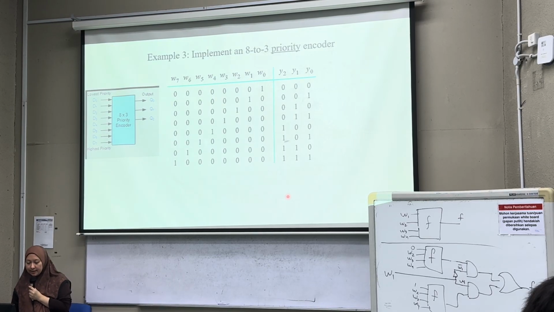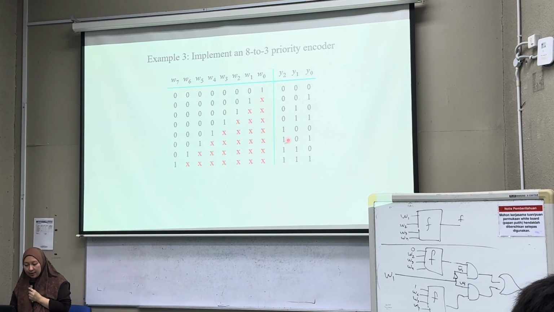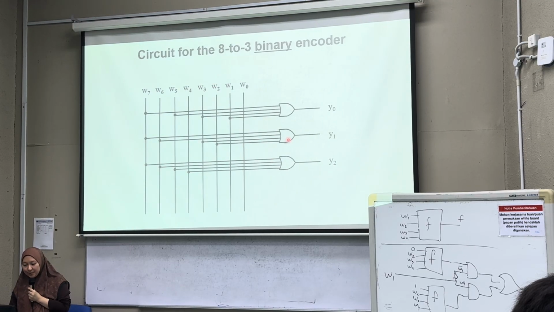Alright? This is another, an 8 to 3 priority encoder. Get your truth table right. From there, you can get your SOP. From SOP, you can get your circuit. Okay?